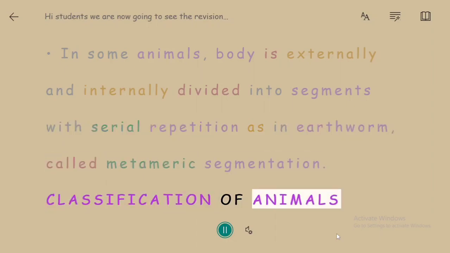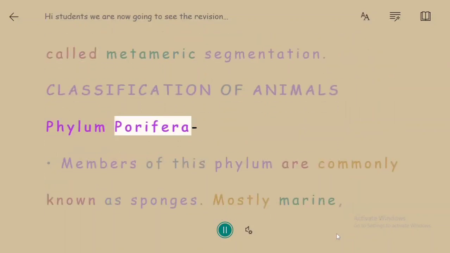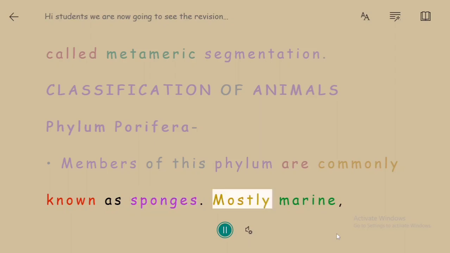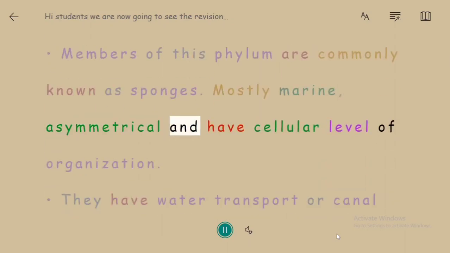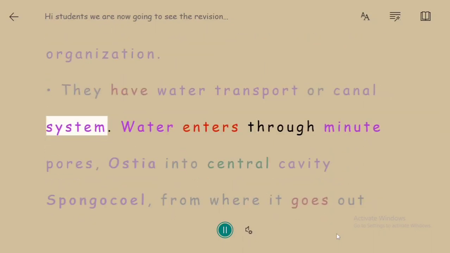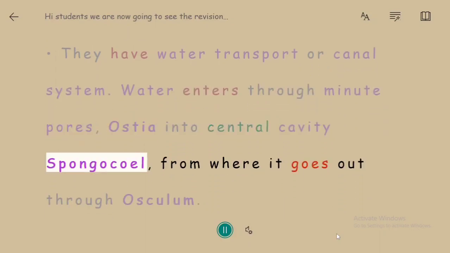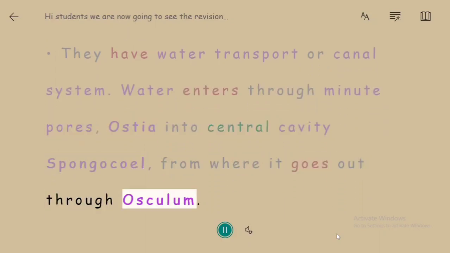Classification of animals. Phylum Porifera. Members of this phylum are commonly known as sponges. Mostly marine, asymmetrical, and have a cellular level of organization. They have a water transport or canal system. Water enters through minute pores, ostia, into the central cavity, spongocoel, from where it goes out through the osculum.